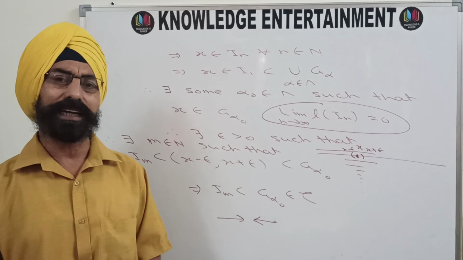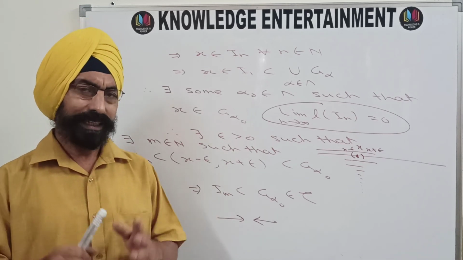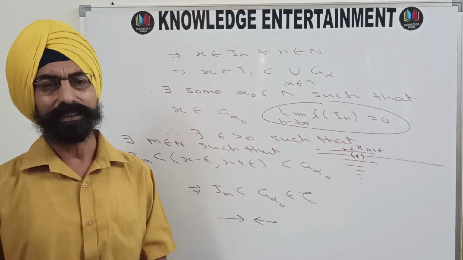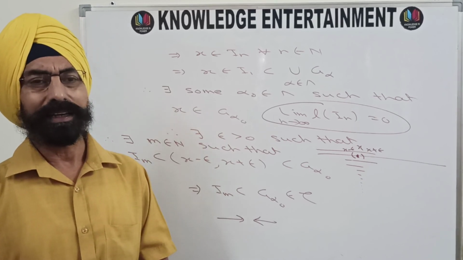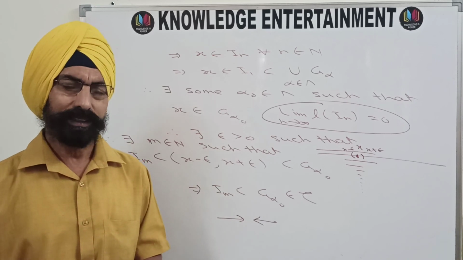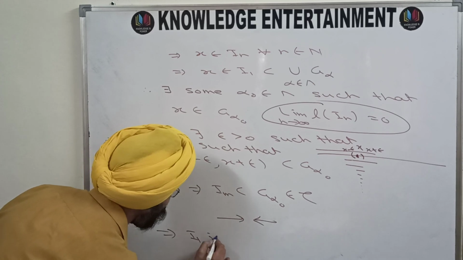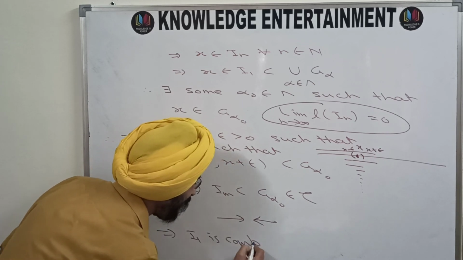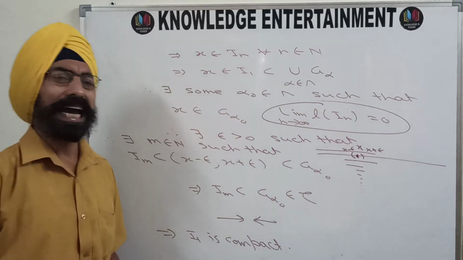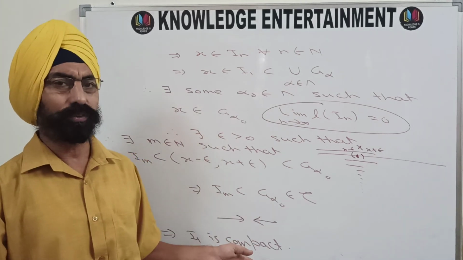This is a contradiction, and why is this contradiction there? Because our supposition was wrong. In the starting we supposed that, if possible, let this interval I1 be not compact, and that was wrong. So this means I1 is compact, and that is what we wanted to show: every closed and bounded interval on the real line is compact. So we have proved this theorem.